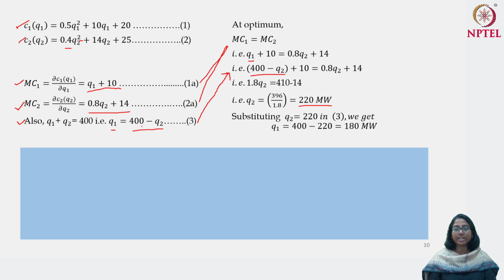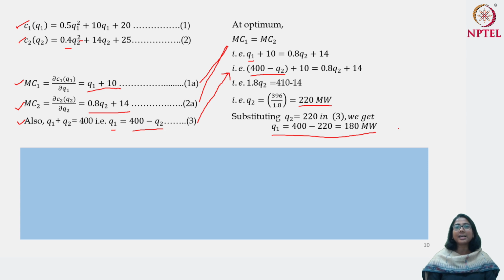Substituting this value in the relationship between Q1 and Q2, this tells me that if Q2 is equal to 220, then Q1 should be equal to 180 megawatt. So I had to distribute 400 megawatt between Q1 and Q2, between the first generating unit and the second generating unit. What I am doing is giving the second generating unit more output to produce, because the marginal cost is lower and it's more efficient as compared to the first one. This is the optimal distribution of load in two generating units.